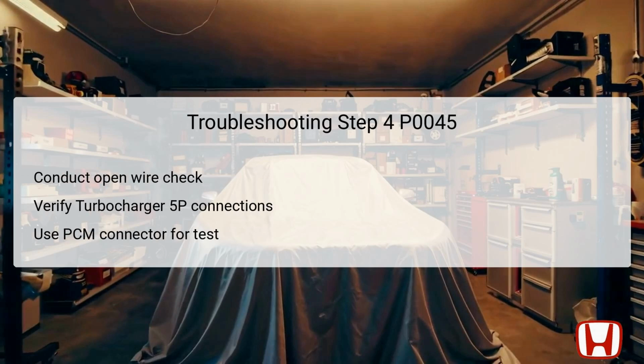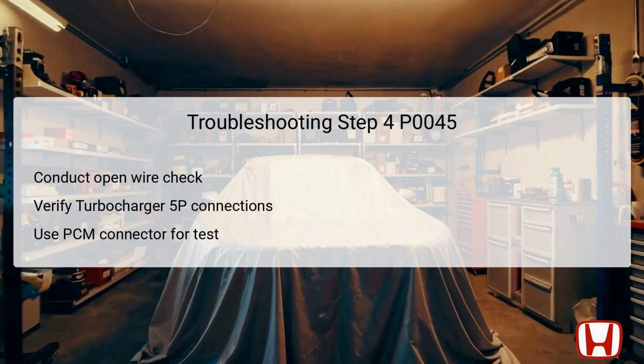Step 4 involves checking for an open wire condition in the WG-MTR1+ line. As in the previous steps, keep the vehicle in the off-lock mode and both connectors disconnected.